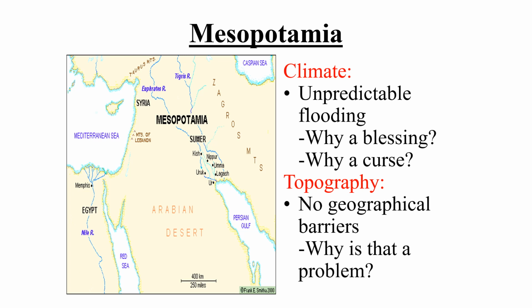They didn't have a lot of geographic barriers, and this also caused a lot of warfare and then also a lot of the flooding as well.